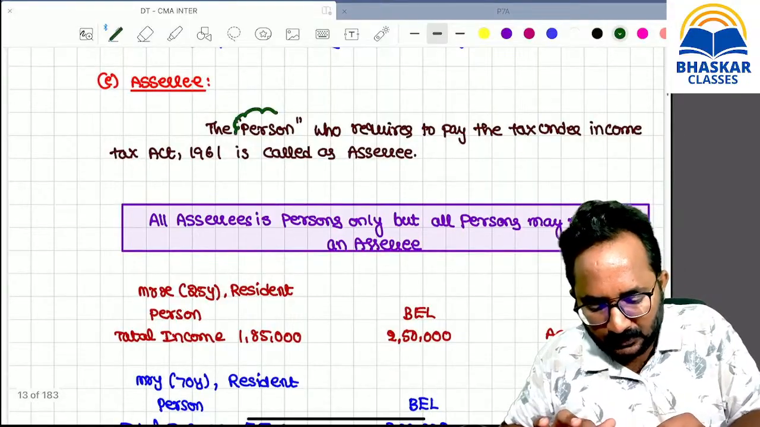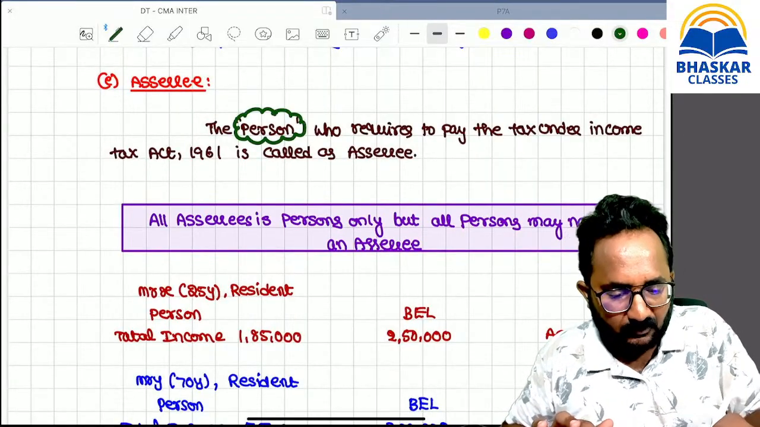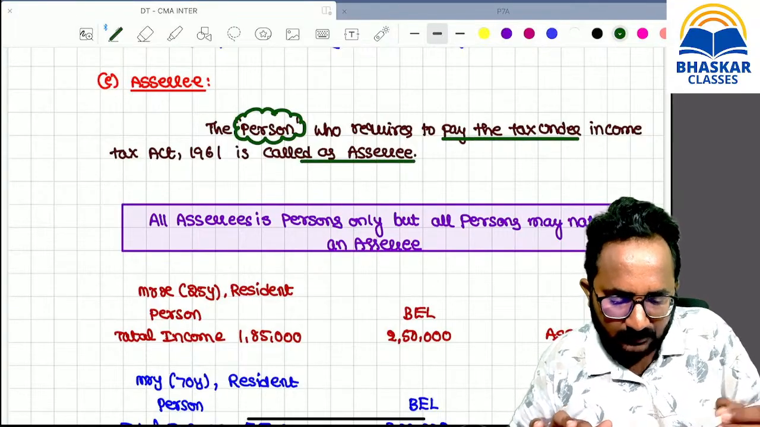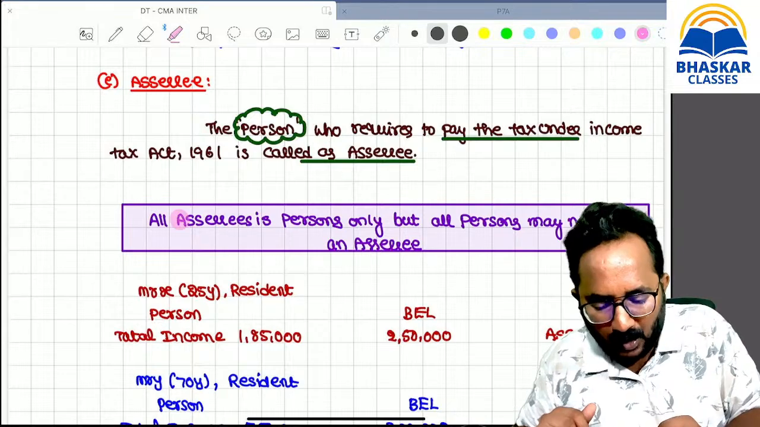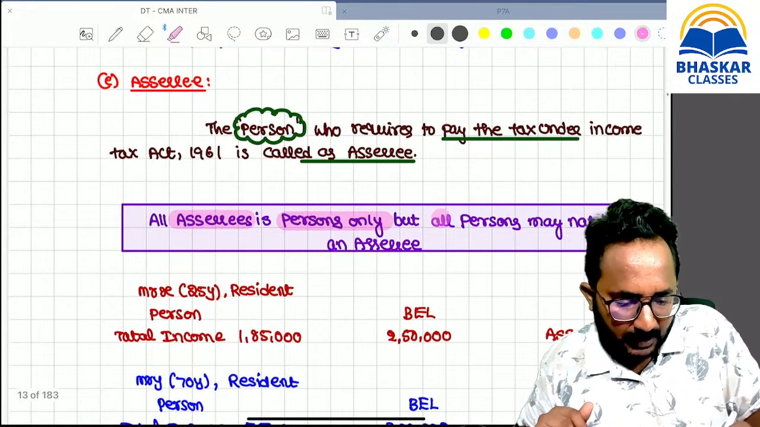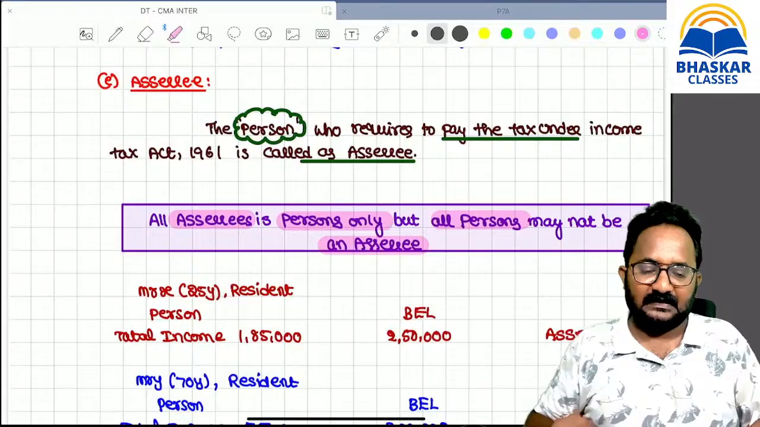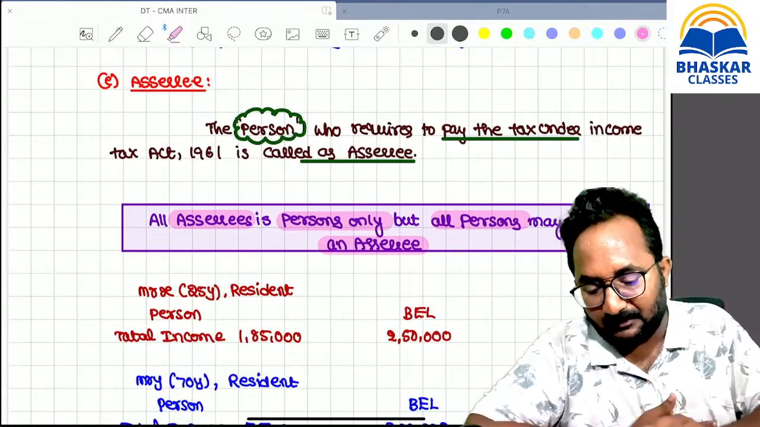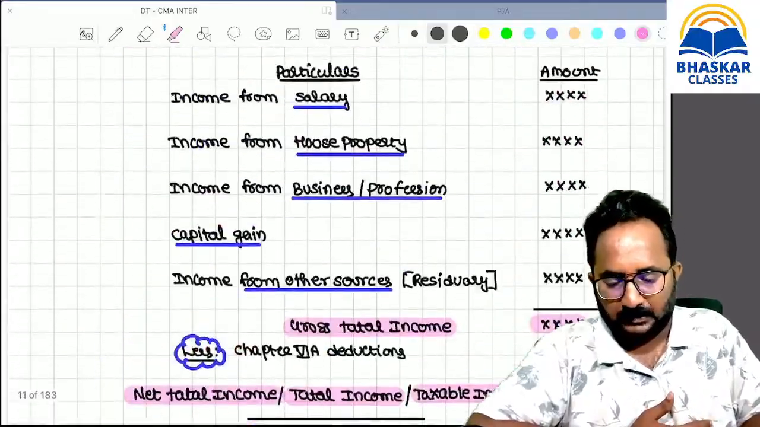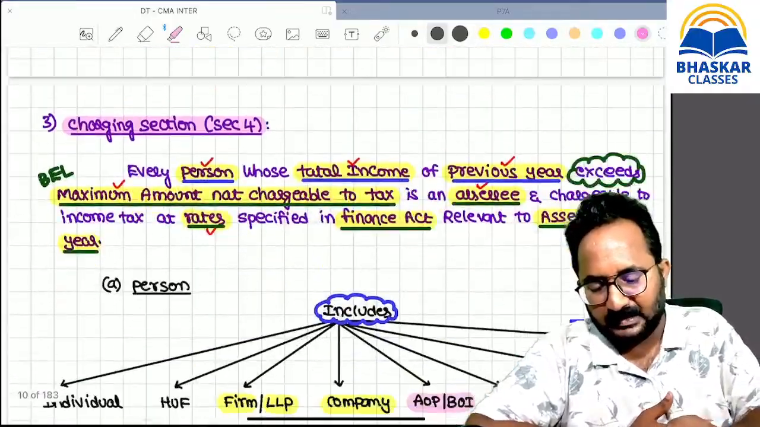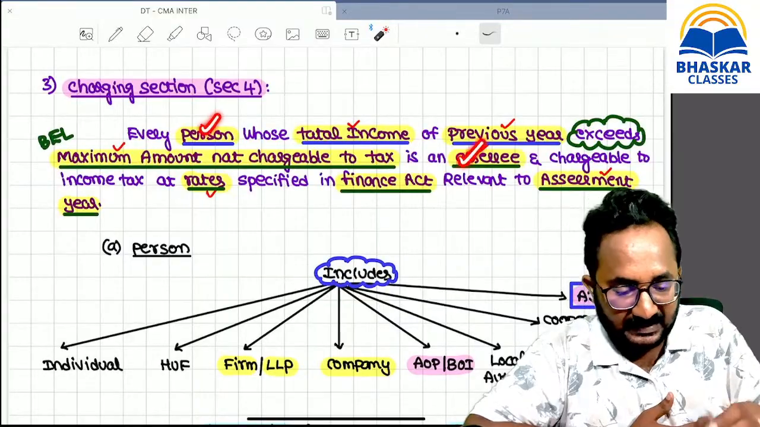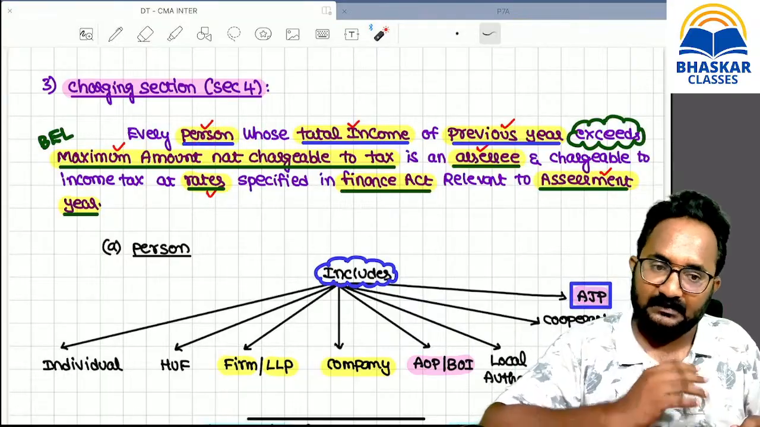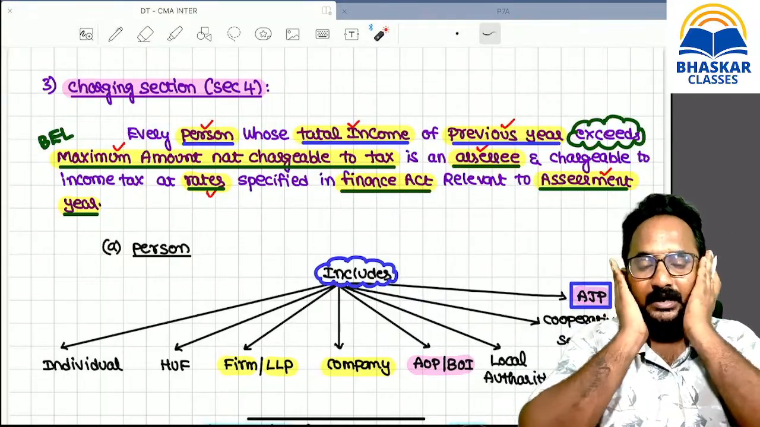Now, what do you mean by an assessee? Any person who is required to pay the tax under the Income Tax Act 1961 is called an assessee. Remember, all assessees are persons only, but all persons may not be assessees. When can one person become an assessee? If he is required to pay the tax, then he can become an assessee. But an assessee is always a person. Are you clear up to now?